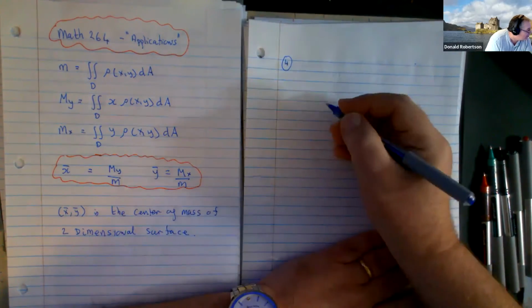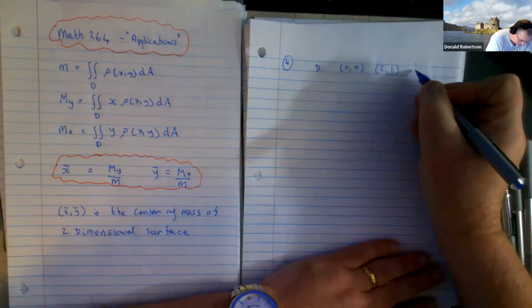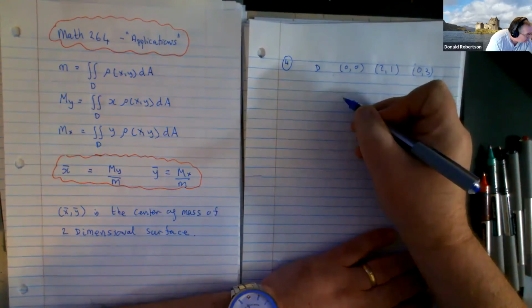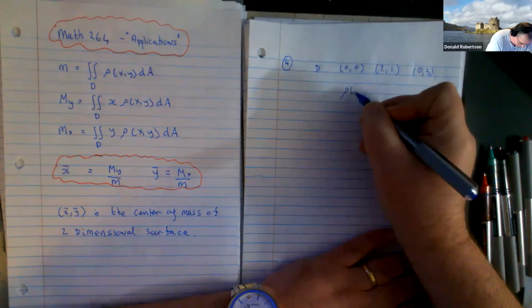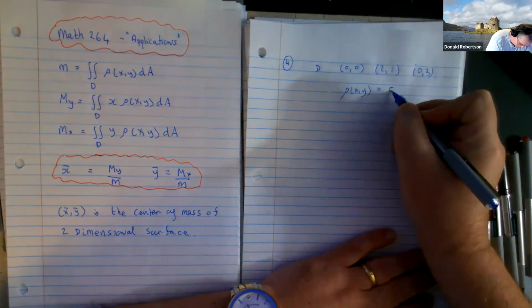Next one. The next question, I'm not actually going to do any of this stuff. I'm just going to set up the region D. Suppose you are given (0, 0), (2, 1), and (0, 3), and your density function, at least this time it doesn't have k's in it.